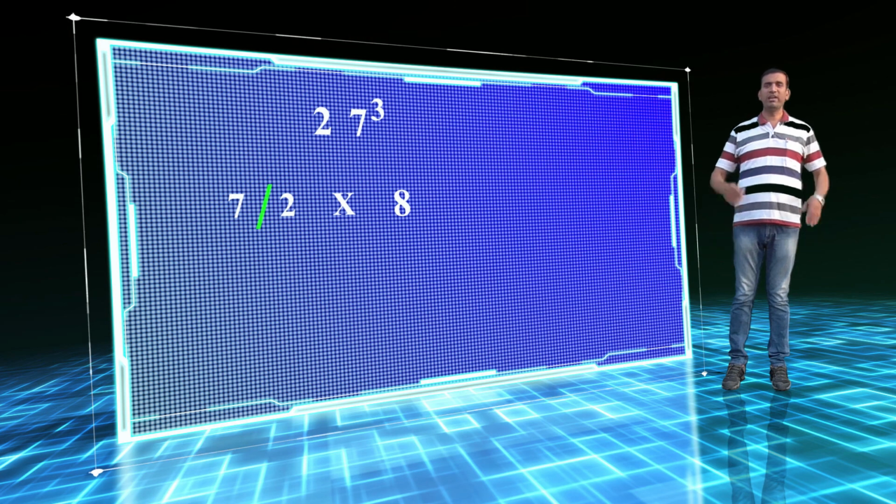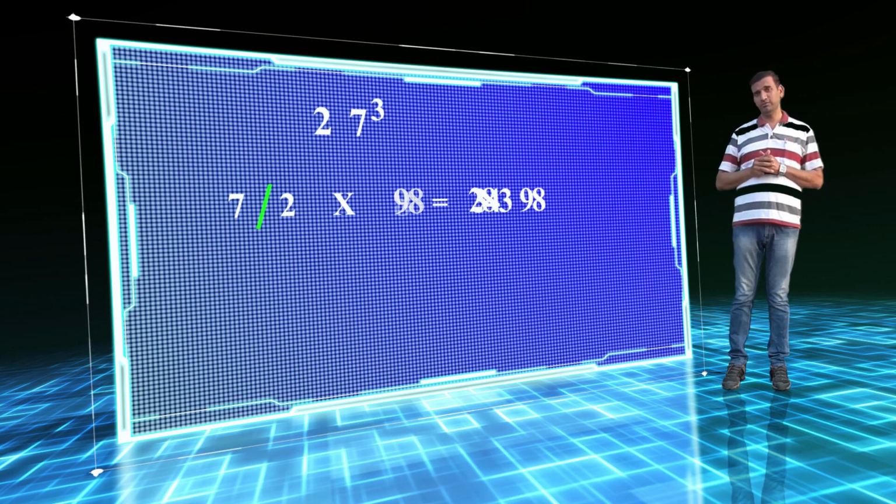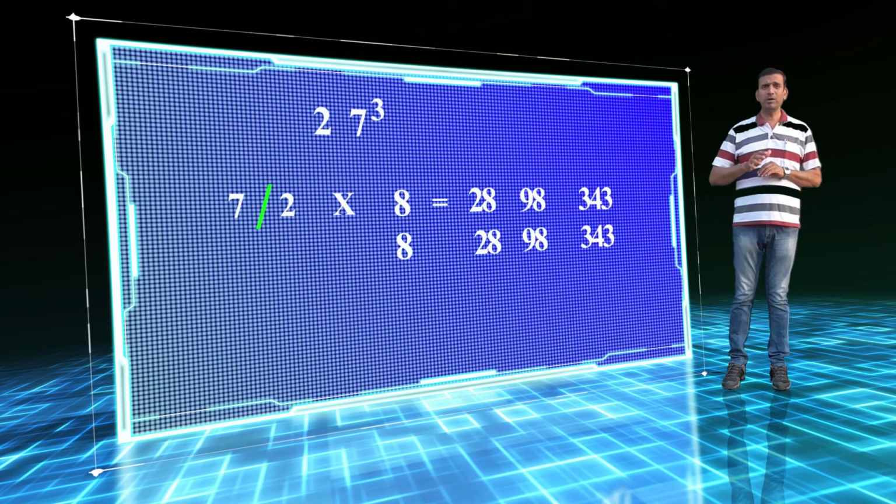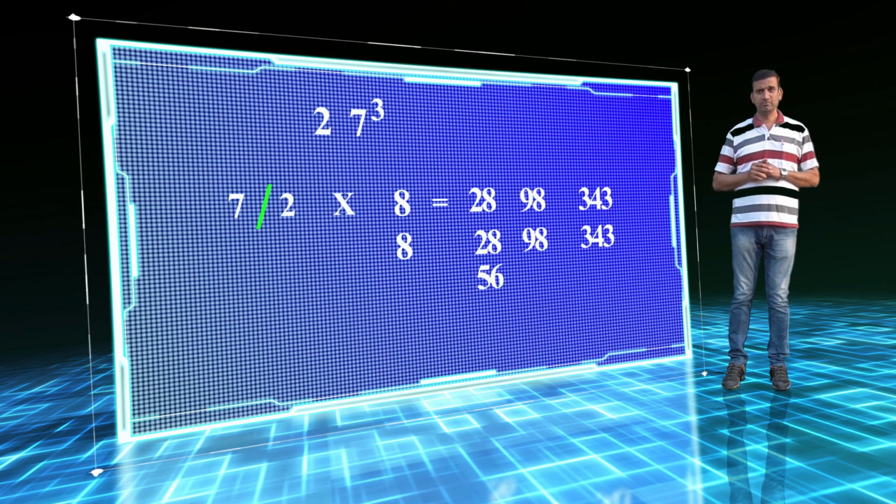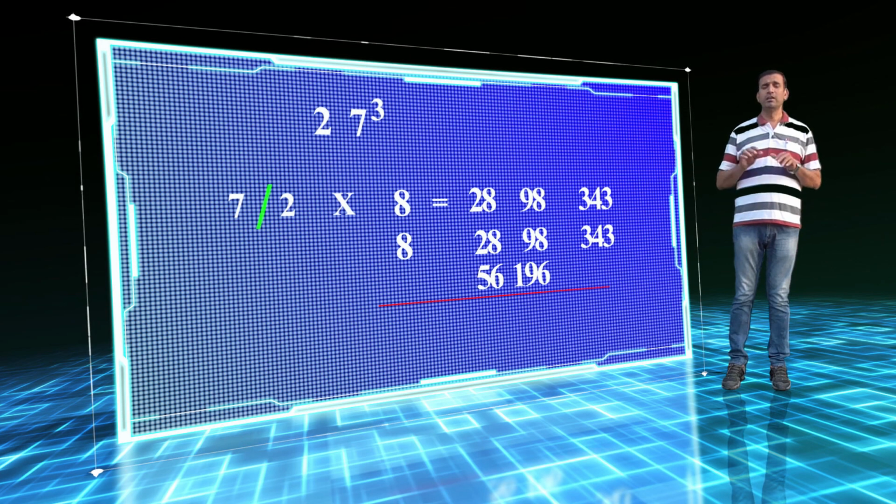So 8 divided by 2, the result is 4. 4 times 7, 28. 28 divided by 2, 14. 14 times 7, 98. 98 divided by 2, 49. 49 times 7, 343. So these are all 4 of the results. Now take the double of the middle 2. 28 doubled is 56. 98 doubled is 196. Next we should add part 3. The last part is what? 343.